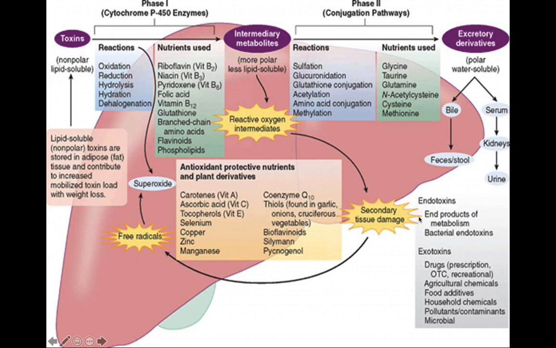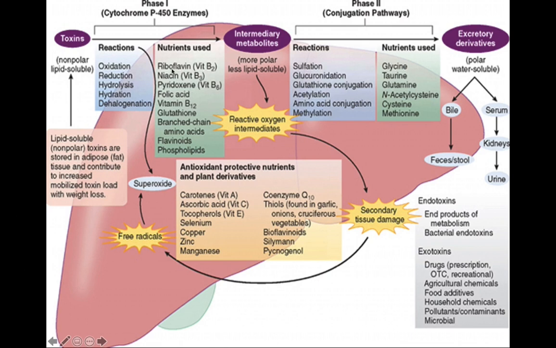Okay? So some of those toxins that come in, the endotoxins, could be just natural byproducts or end products of natural metabolism. And the exotoxins that are coming in could be from medications, over-the-counter medications, agricultural chemicals, food colorings or additives or dyes, household chemicals, pollutants, contaminants, microbes. All of those toxins come in. The liver's got a heavy load. It's got a lot to do.